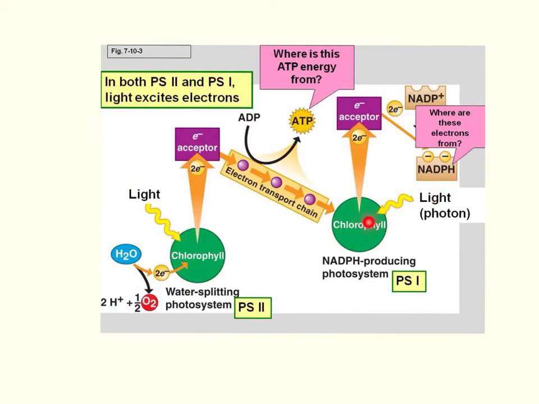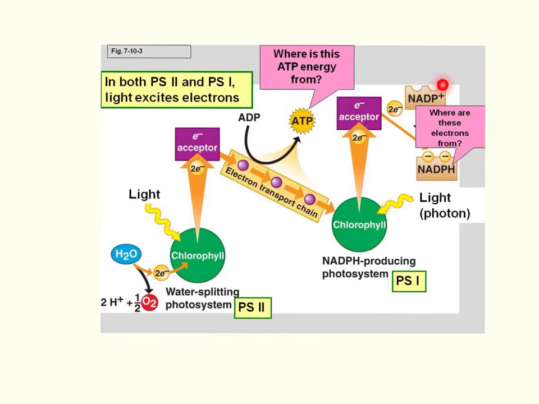Another light photon, another ray of light, is going to hit this electron. It's going to excite it again. It's going to be a high energy electron. At that point, the high energy electrons, 2 of them, the 2 that we got from over here from water, when we broke water apart into oxygen and hydrogen ions, those same 2 electrons are then added to NADP plus.